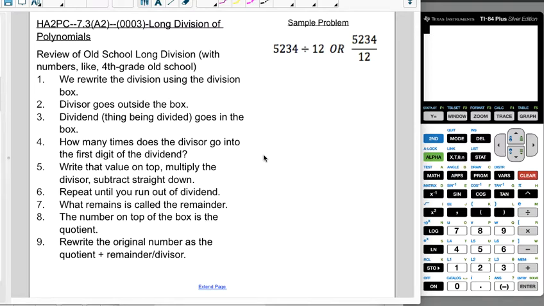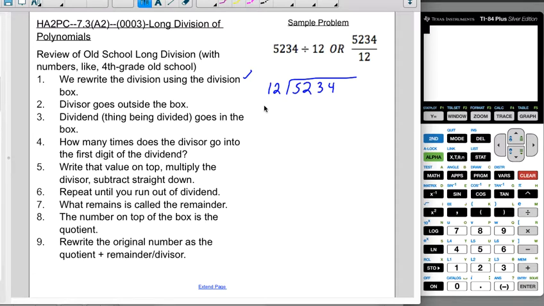So the first thing we're going to do is a review of old school long division, like the kind of stuff you did in 4th grade. Usually you were handed a division problem that looked like this, something like 4,234 divided by 12, or you might see it with the division bar underneath. Either way, the first thing you do is rewrite this with the division box. So we rewrite with the division box, check.